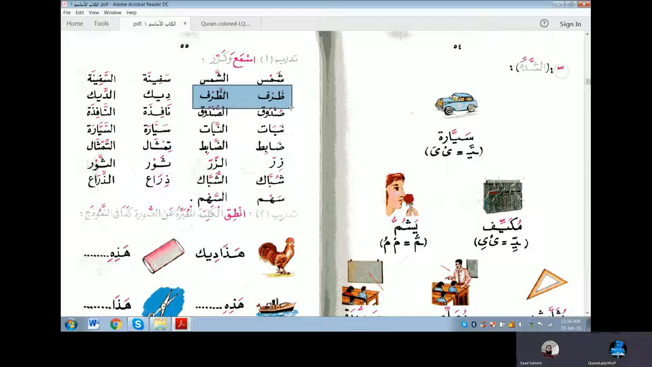Zarfu is an envelope. Okay, zarfu is envelope, and Azzarfu is the envelope.